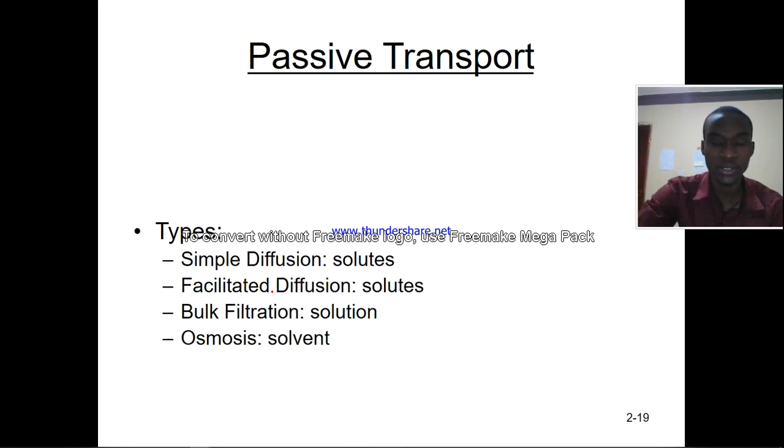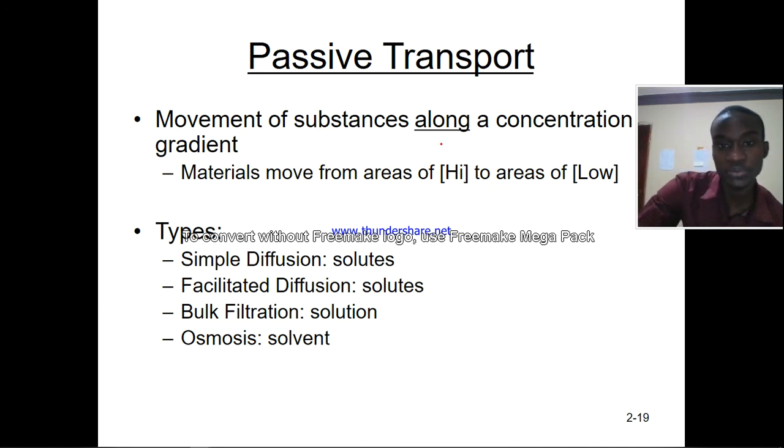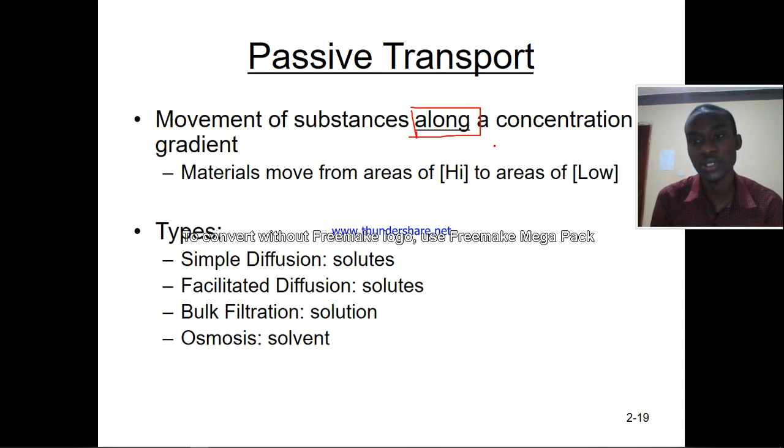To start off with passive transportation, this is the movement of substances along a concentration gradient. We have a gradient where on one side we have a high concentration of a particular substance, and on the other side we have its low concentration, but we need it to cross a particular barrier, which is the cell membrane or the plasma membrane. On one side the barrier has the high concentration, and on the other side a low concentration. We need these substances, which might be in the form of molecules, to cross this barrier to the side where we have a lower concentration.